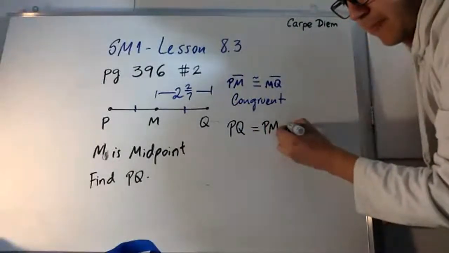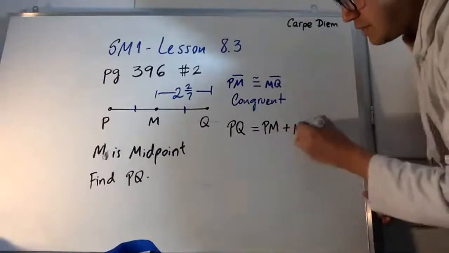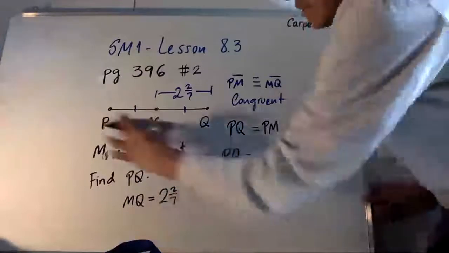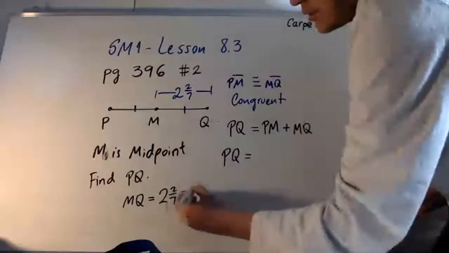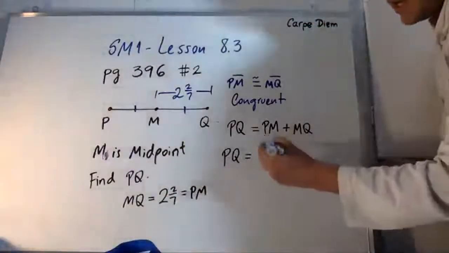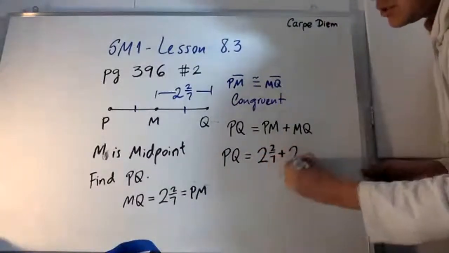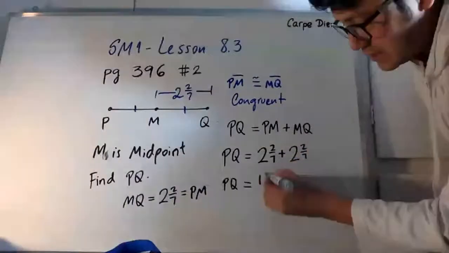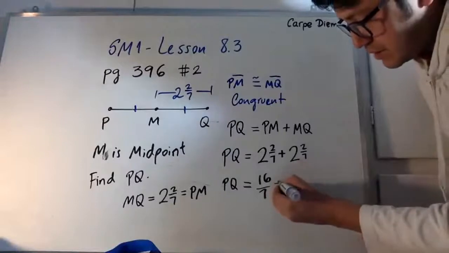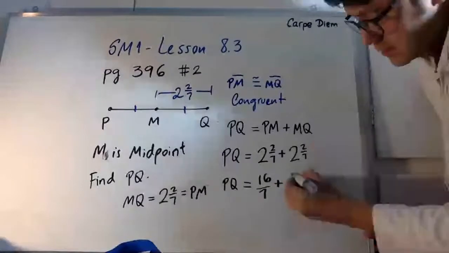It's going to be PM plus MQ, and I can say that's the same measure for PM. So I can do 2 2/7 plus 2 2/7, which is, over 7, again, 2 times 7 is 14, plus 2 is 16.